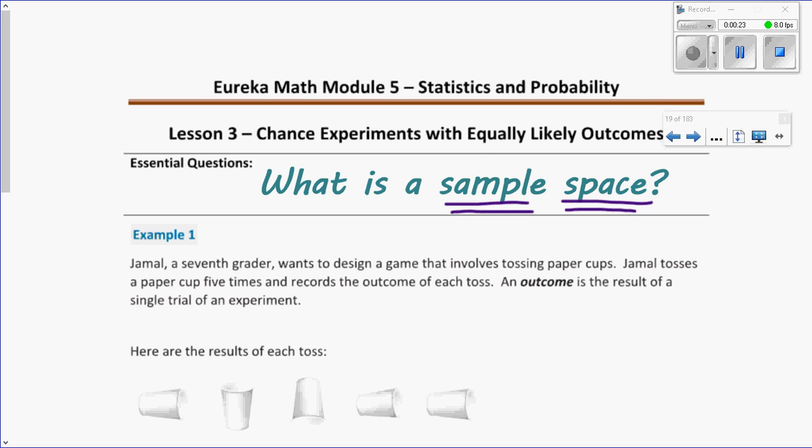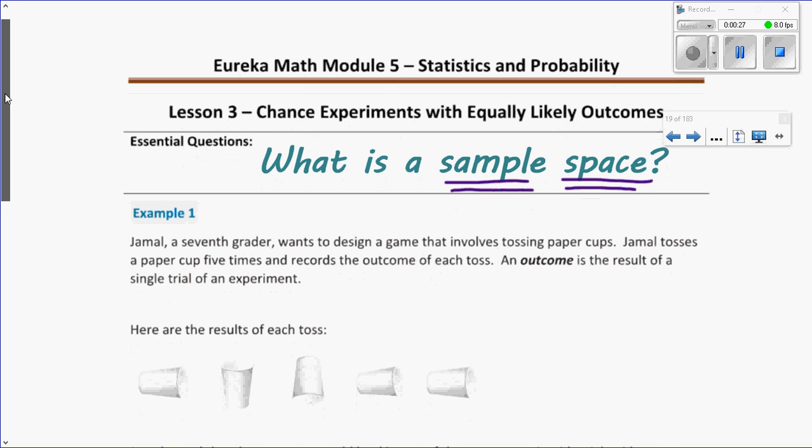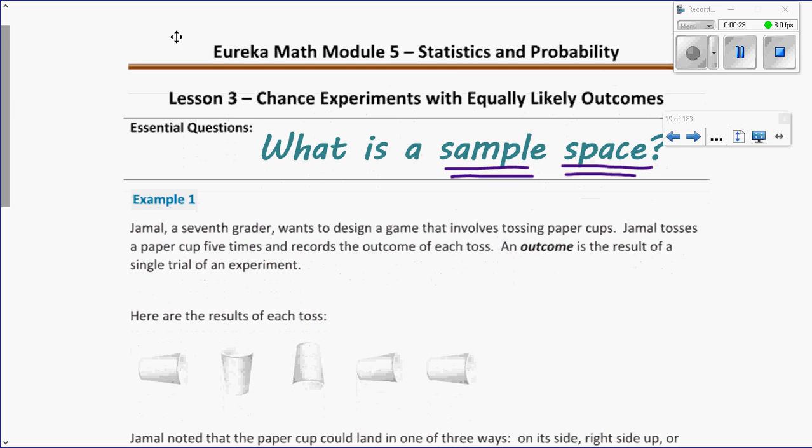Okay, let's go ahead and read example 1 together. Jamal, a 7th grader, wants to design a game that involves tossing paper cups. So if you can imagine a paper cup or a plastic cup, one of those disposable ones, it says that he tosses it 5 times and records the outcome of each toss. An outcome is the result of a single trial of an experiment. Please underline or highlight that.